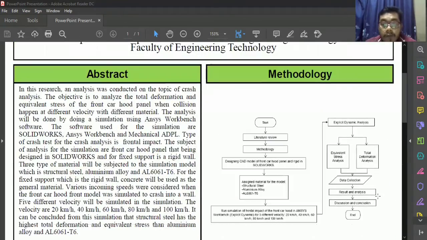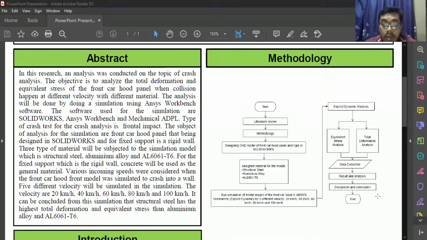Next is the methodology for this simulation. Start, then we'll do literature review. After that, we will design CAD model of front car hood panel and rigid wall in SolidWorks. After that, we will assign material for the model. The material are structural steel and alloy AL6061T6.